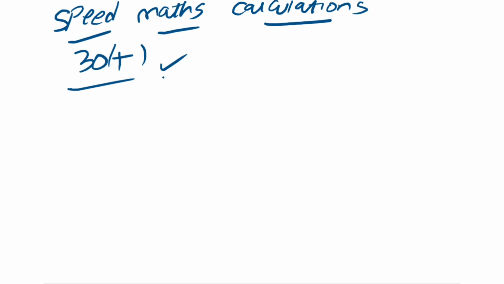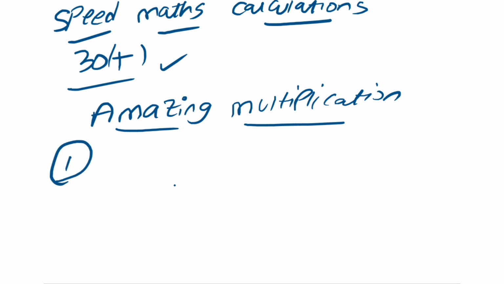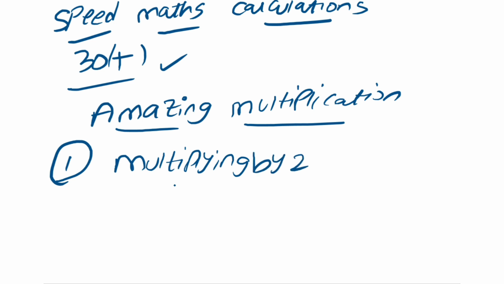First I'm sharing with you some amazing multiplication tricks that I have found. The first one is very easy: multiplying any number by 2. Simply, it is called the doubling concept.